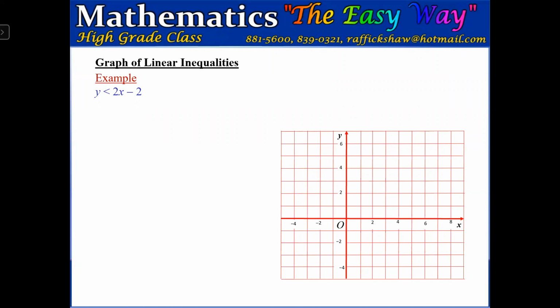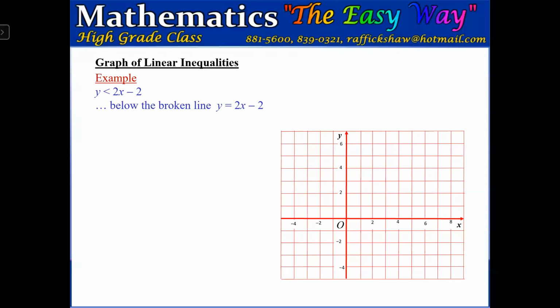You can use the gradient and the y-axis intercept, or you can use 2 points. So let's go. That's what I'm going to draw first. I'm going to draw below because of the less than. I'm going to draw a broken line because the equal is not there. And the line that I'm drawing is the line y equals 2x minus 2. And I'm going to draw it broken.